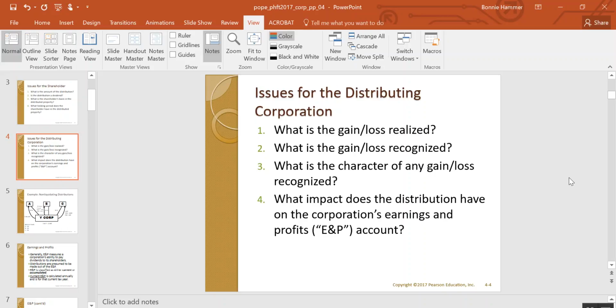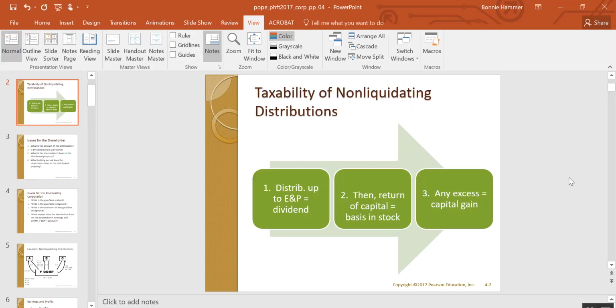Why? Because, as you realized from this slide, you want to be tracking the corporation's E&P on a regular basis if it's the type of corporation that regularly distributes property. And even if it doesn't, as a practitioner, it's a good idea to talk to your corporate client about tracking its E&P. And if it hasn't ever tracked its E&P, offer to do what's called an E&P study, where you actually go through and calculate the corporation's E&P from day one of its existence.